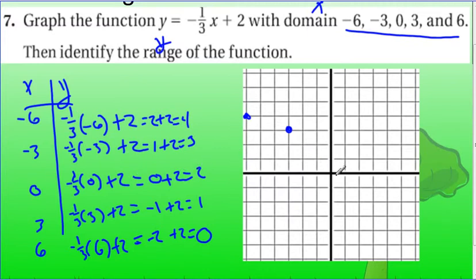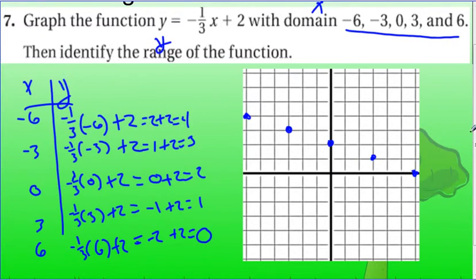0, 2. Sideways 0, up 2. 3, 1. Sideways to positive 3, up to positive 1. And 6, 0. Sideways to positive 6, 1, 2, 3, 4, 5, 6. Up and down to 0. There's my number 7.